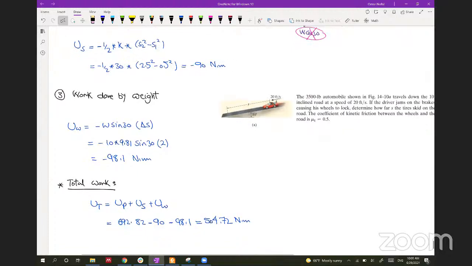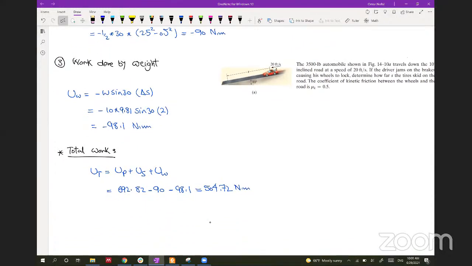And with this, let's move to the concept of work, the principle of work and energy.